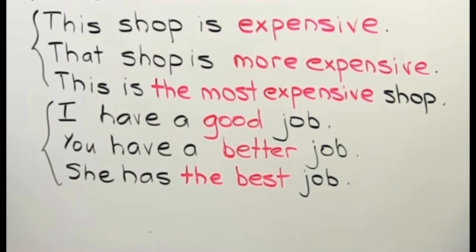Let's look at another example. I have a good job. You have a better job. And she has the best job. Now, in this case, good was the basic adjective. Better is the comparative adjective between two people, and the best is the superlative adjective. Now we have something even more different, right? Good, better, and the best.